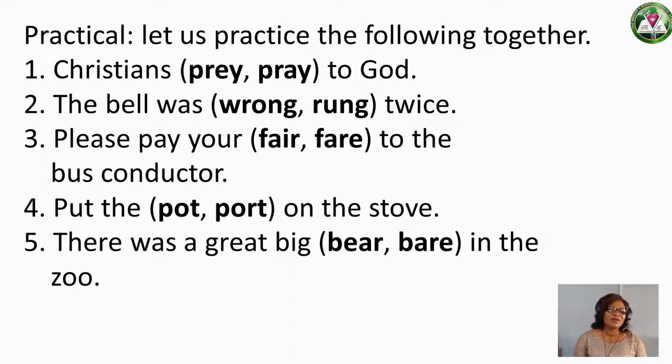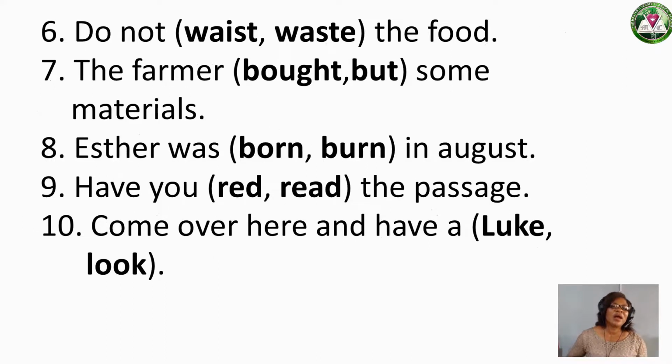Okay, number 5. There was a great big bear in the zoo. And we have two bears there. The first one is spelled B-E-A-R and B-A-R-E. Which is the correct one? Uche, answer. Okay, you said it's B-E-A-R. Correct. There was a great big bear in the zoo. Okay, number 6. Do not waste the food. And we have two words in the bracket. The first one is W-A-I-S-T. And the second one is W-A-S-T-E.